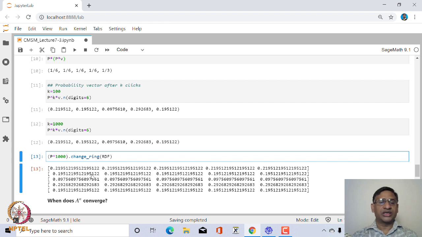For example, one of the criteria for any stochastic matrix to be convergent is that it should be a regular matrix, it should be a regular stochastic matrix. That is same as saying some power of P should have all positive entries, right.